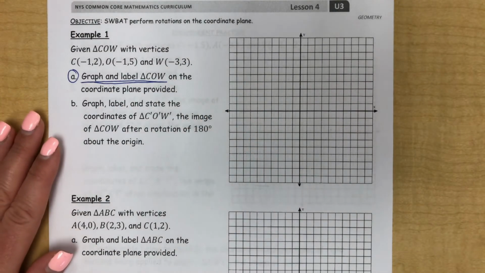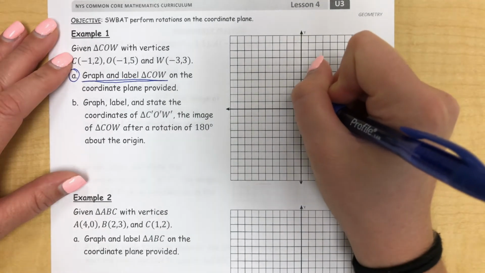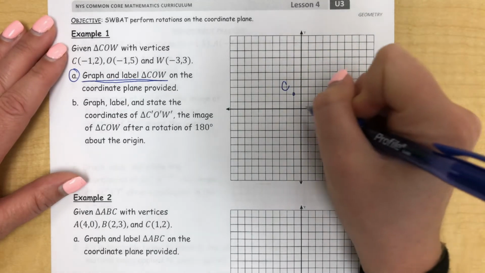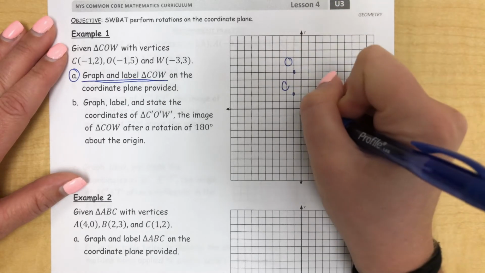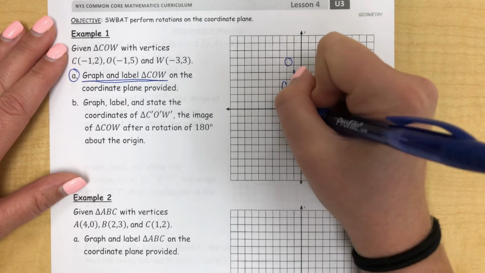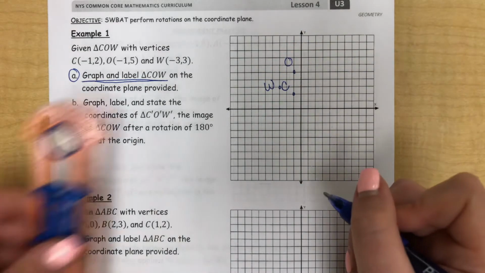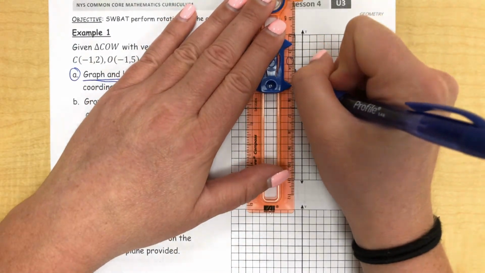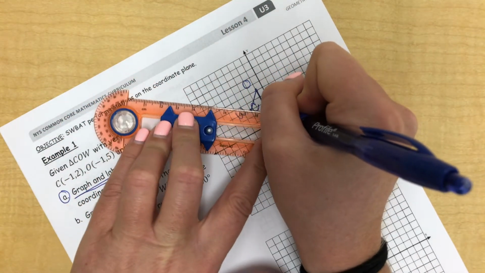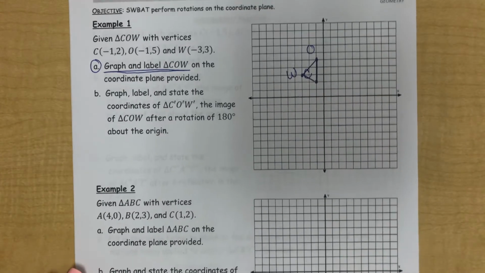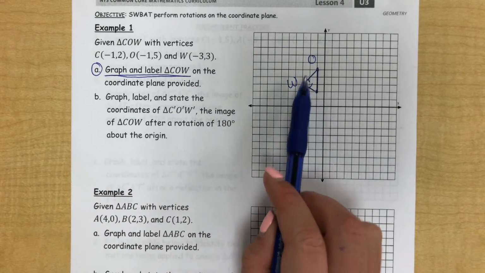triangle COW. So I'm going to graph C at -1, 2, -1, 2. Here is C. -1, 5, 1, 2, 3, 4, 5 is O. And then -3, 1, 2, 3, +3, 1, 2, 3 is W. I'm going to grab my ruler and connect to make a really nice triangle here. You guys can do the same thing at home. Okay. So I graphed it, I labeled it, COW.